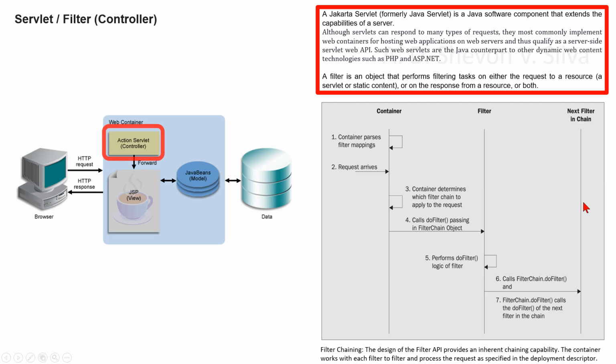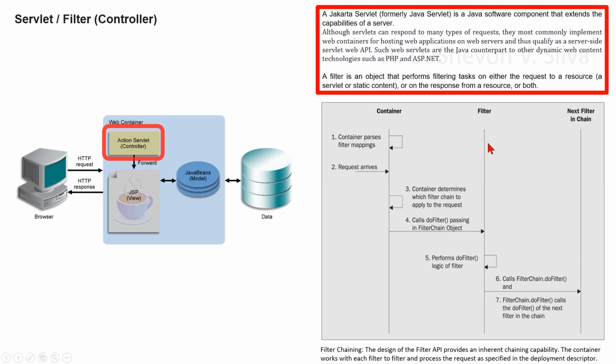The container works with each filter to filter and process the request as specified in the deployment descriptor. The compatibility with filter chaining is an integral requirement of every filter. Filter chaining is provided by the series of interactions between the container and the filter.